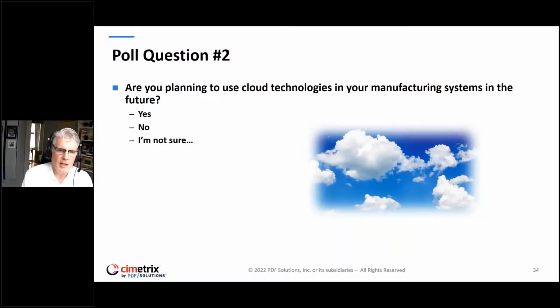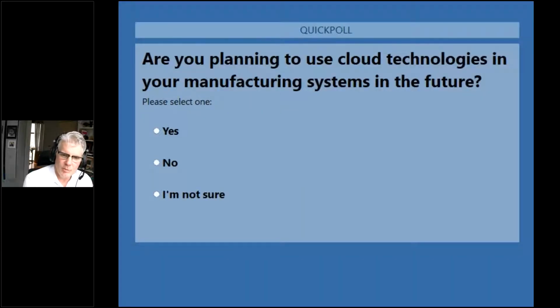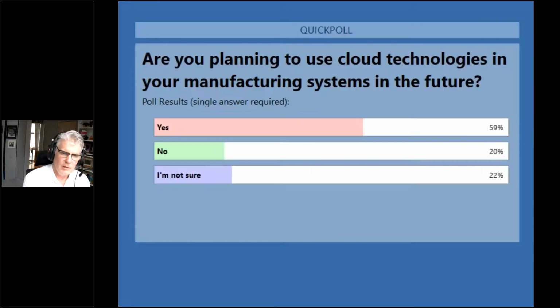So next is a poll question. So this is very personal to me. And so the question is, are you planning to use cloud technologies? Would you consider moving these applications into the cloud for manufacturing systems in particular? So I'll give you a few seconds on this. We'll start the clock. It doesn't have to be a production instance of a manufacturing system. It could be a test instance or even a development, POC, a proof of concept instance. But we're curious as to whether or not you're looking at cloud to do this.